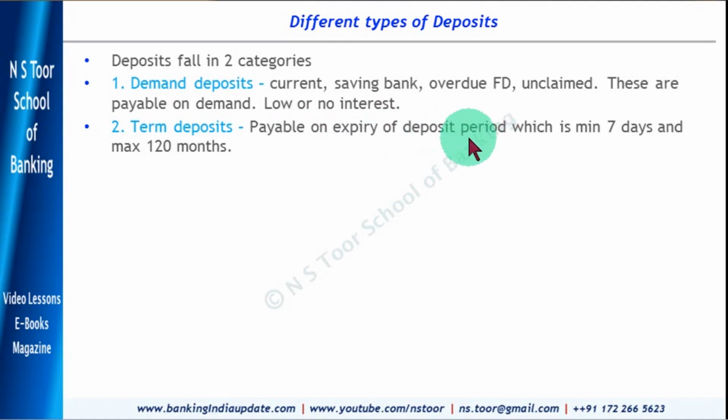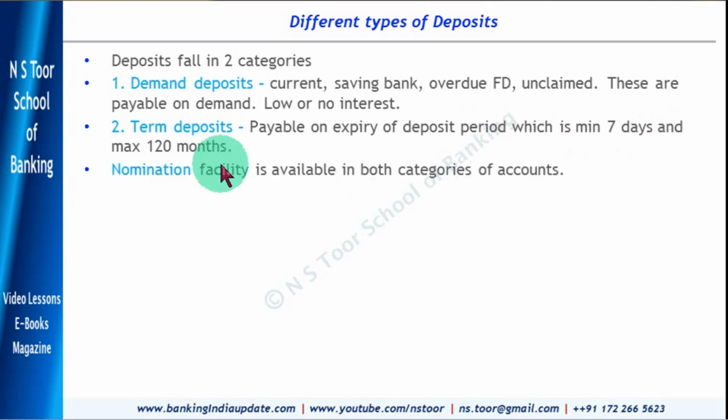And this deposit period can be at the option of the customer. So at the time of opening this account, the customer has the option to choose the maturity period. The minimum maturity of a term deposit is 7 days and the maximum maturity is 120 months, or we can say 10 years. Friends, nomination facility is available in demand deposits also, and in term deposits also.